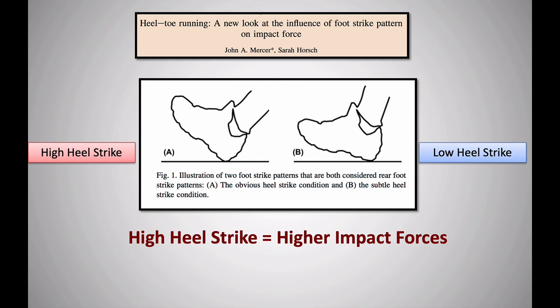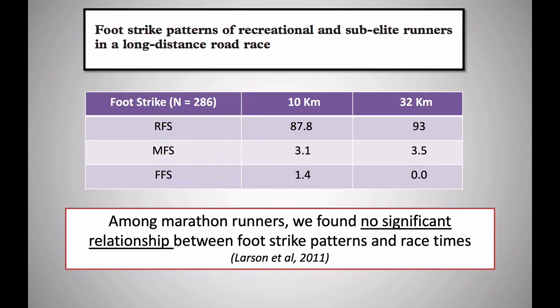And some coaches will say that forefoot strike is better, midfoot strike is better, heel strike is not good. But in reality, 70 to 80% of runners will be heel strike, and that's across the population, across the world. And even in marathon runners, we find no significant relationship between foot strike patterns and race time. Obviously, when you're a sprinter, you need to be a forefoot strike. But when you're a long distance runner, it's what you're naturally efficient at. So this is something we need to be aware of.